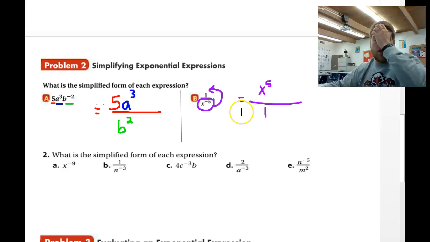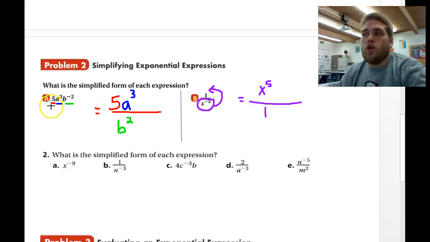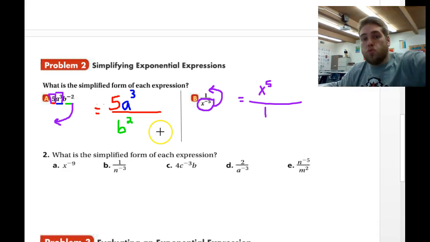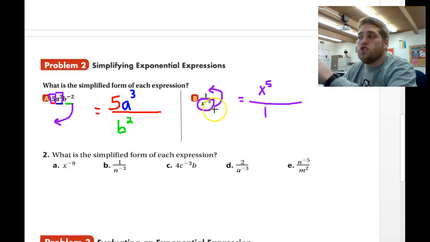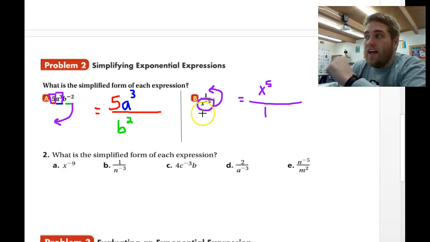Okay? So once again, with exponents, it's crucial to look at them term by term. So I'll just go back to A. 5 is by itself in its little box here. 5, there's nothing wrong with it. It just stays, we leave it alone. A cubed, nothing wrong with it. We leave it alone. B squared, I've got to bring that to the bottom. Okay? If it's negative, we switch from top to bottom. So on B, it's x to the negative 5th on bottom. So to get it positive, I want to bring it to the top.